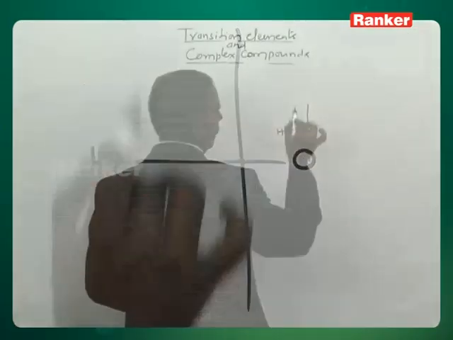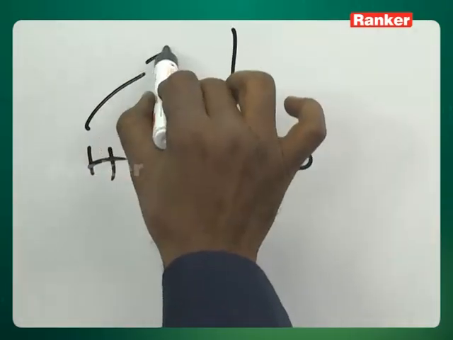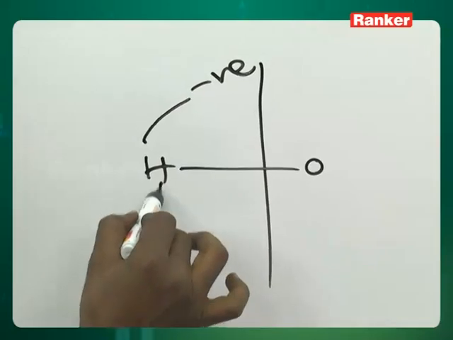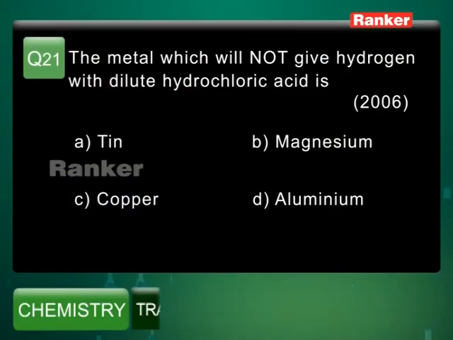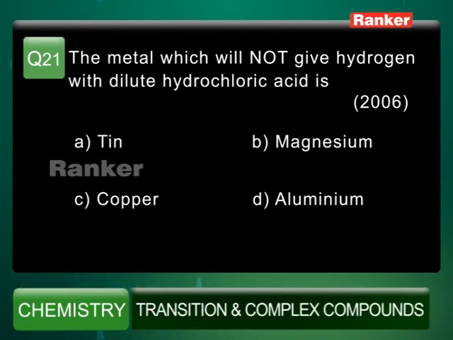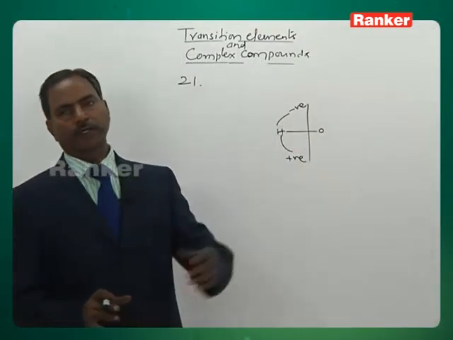Hydrogen's reduction potential value is 0. Those above hydrogen have negative reduction potential. Those below have positive reduction potential. Given options: A is tin, B is manganese, C is copper, D is aluminium. See, tin, manganese and aluminium have negative reduction potentials.